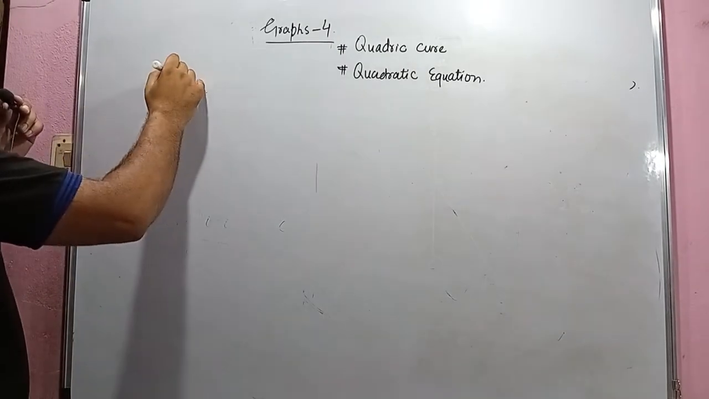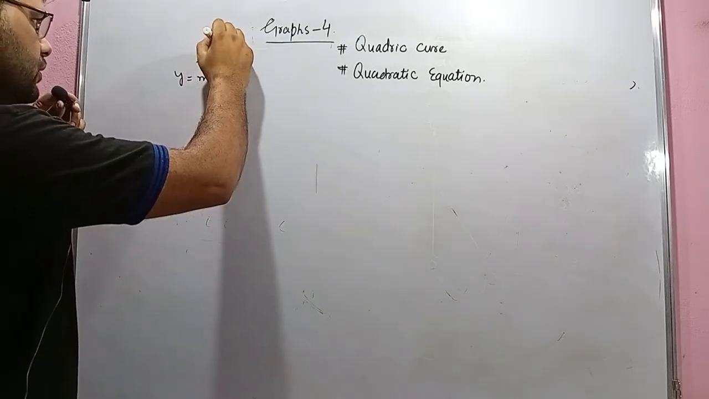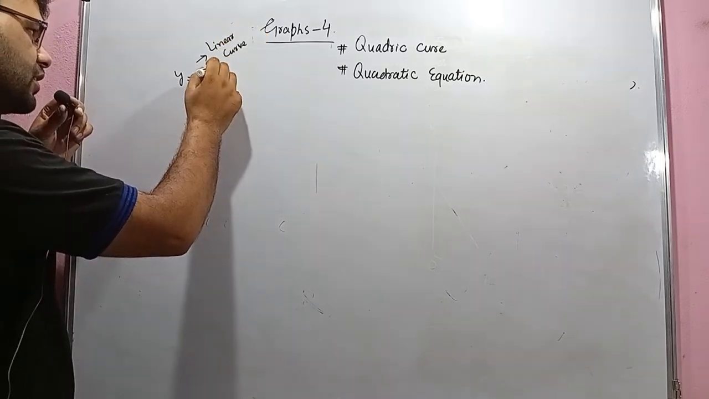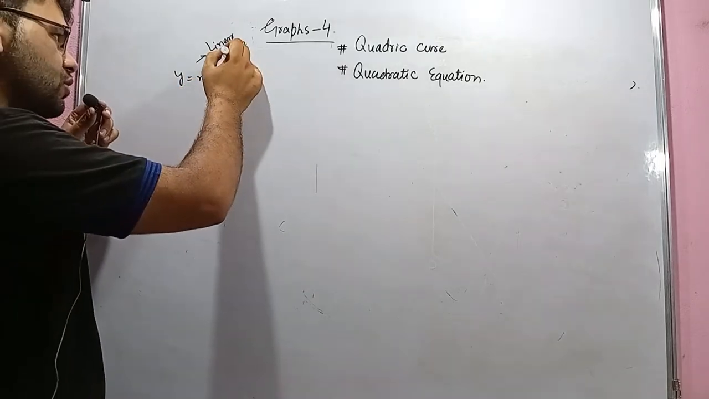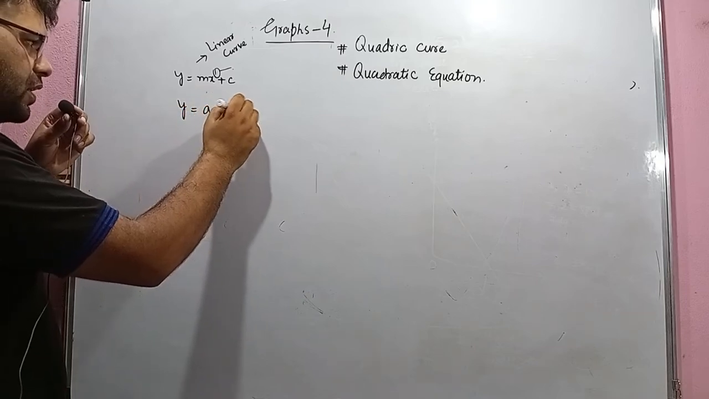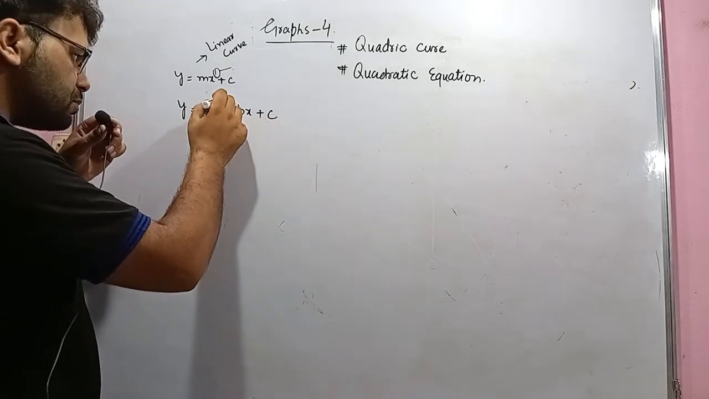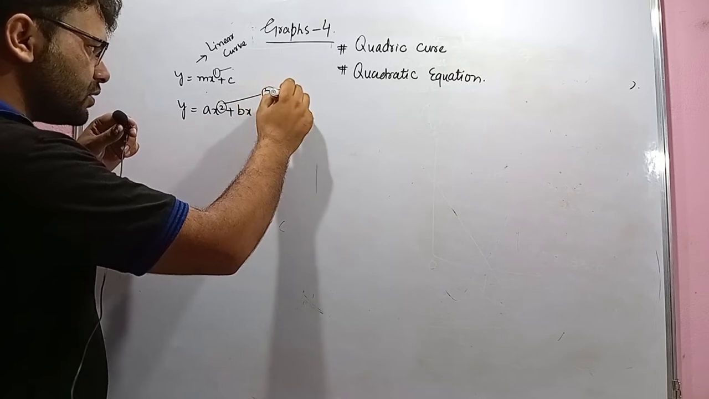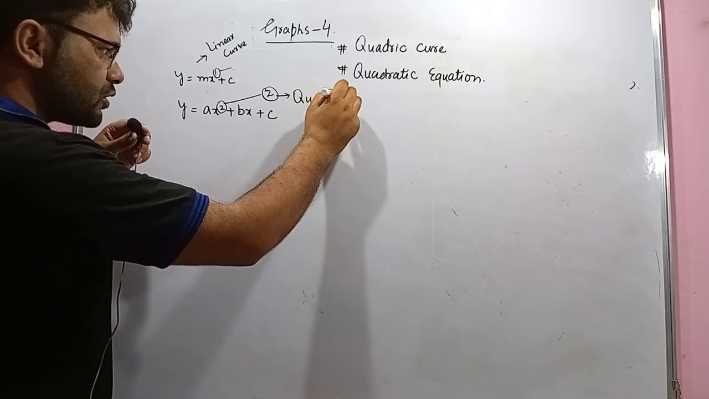You can see when y is equal to mx plus c, this is a linear curve. You can see the degree of the variable x is 1. So the highest power of the variable in this curve is 1. That's why it is called linear. Now we have another one, y is equal to ax square plus bx plus c. This is another curve. You can see the highest power of the variable is 2. That means once the power of the variable is 2, it's a quadratic curve.